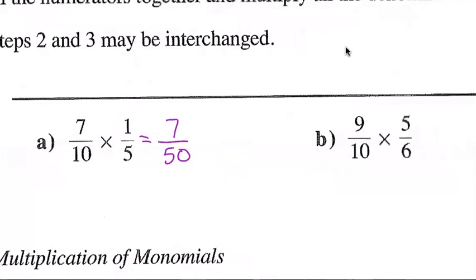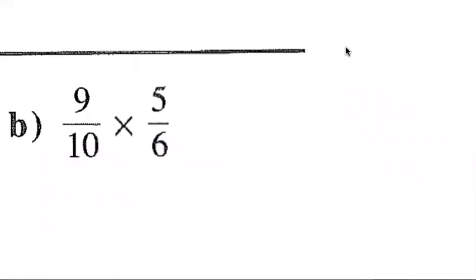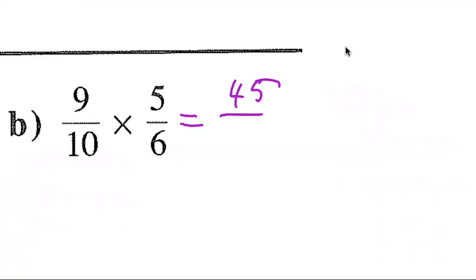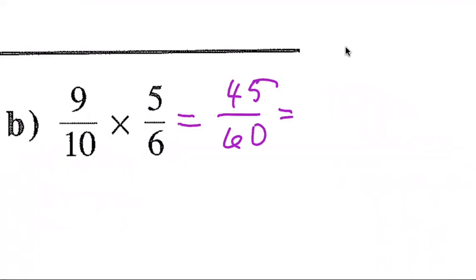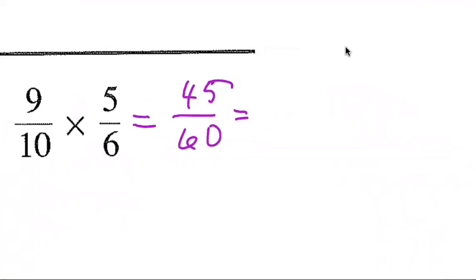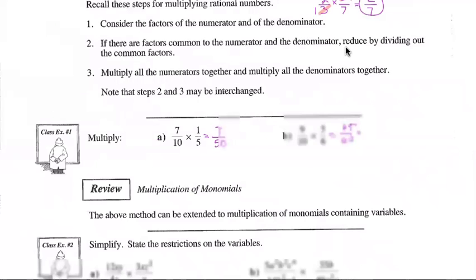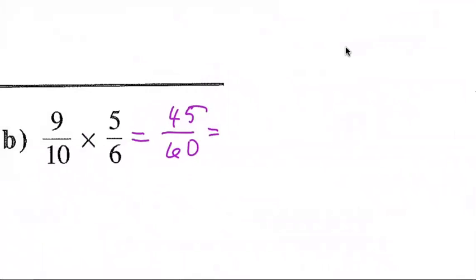Question B. Again, you could do one of two processes. I could go straight across the top, straight across the bottom. That's going to give me 45 over 60. And then I would reduce. Maybe you can see it's by 15, but if I see it's by 5, 45 by 5 is 9, 60 by 5 is 12. And both of those divide by 3. That's going to give me 3 over 4.